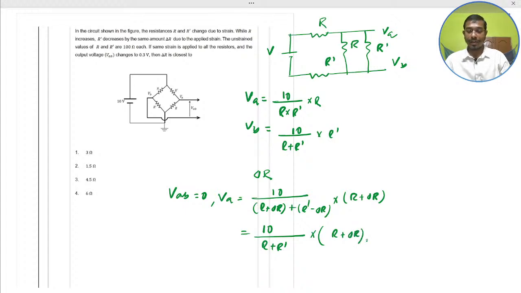So 2 hours are already left, so take a 5 minute break. In the time of the break you just solve for the values of VA and VB and put them in the equation for VAB. So by the equation of VAB you can calculate the change of resistance, that is del R. In the 5 minute break, solve it yourself and give me the answer in the comment box.